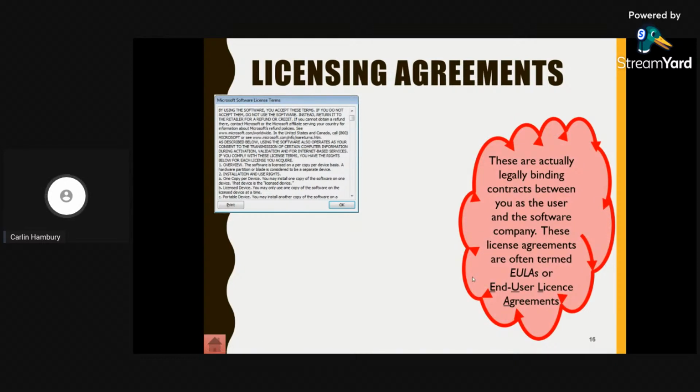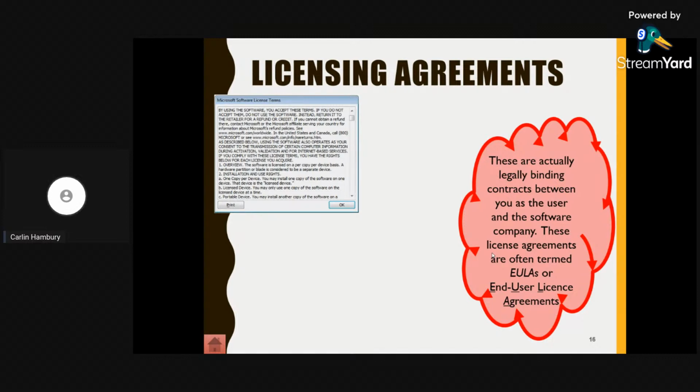These are legally binding contracts between you as the user of the software and the software company. These agreements are known as end user license agreements. Okay, this is very important because they'll ask you what an EULA is and what it's there for. So, the EULA, your end user license agreement, what is it?